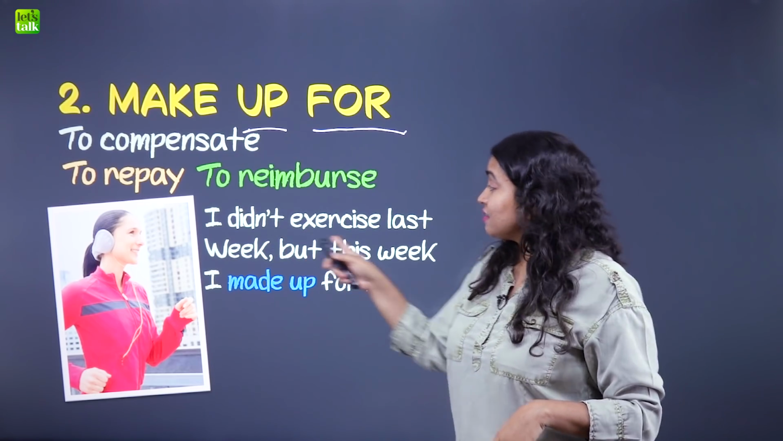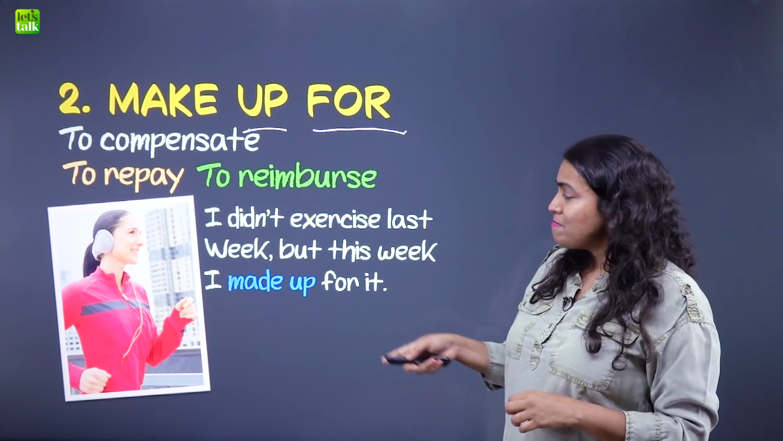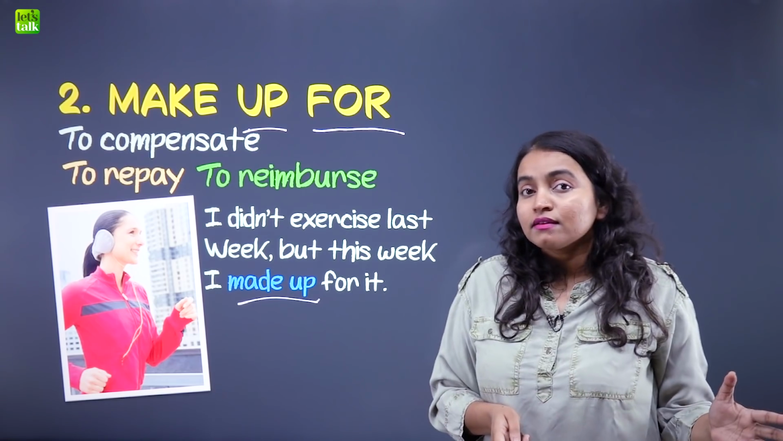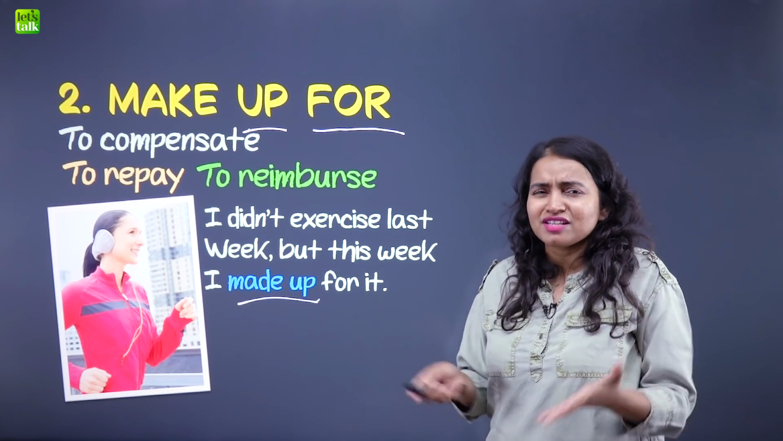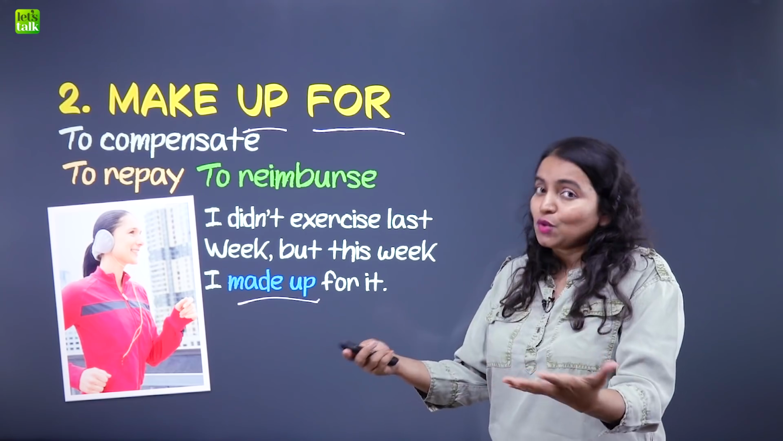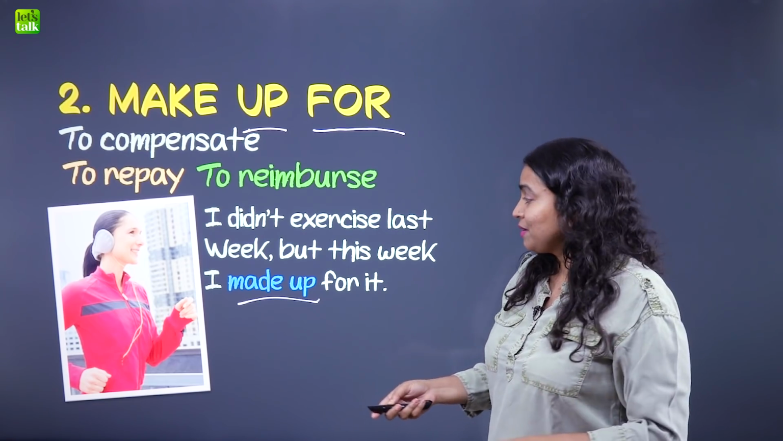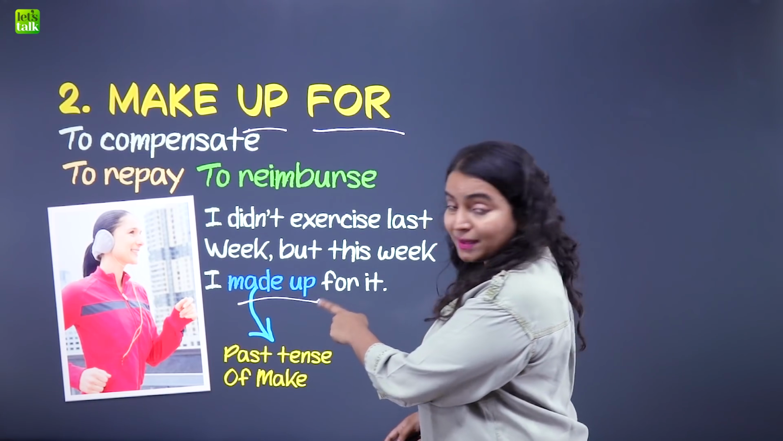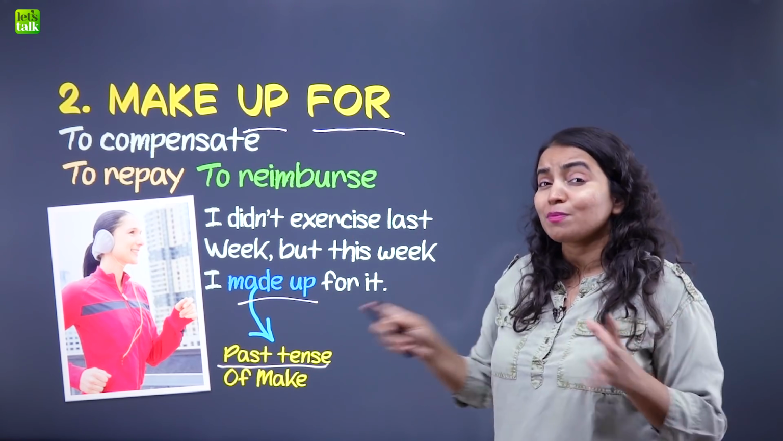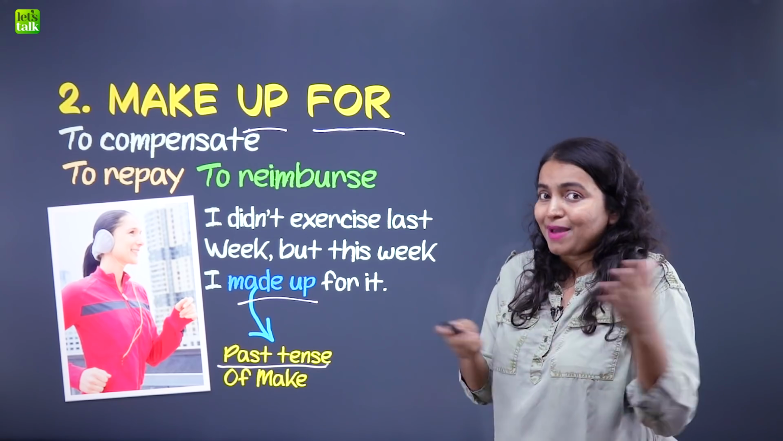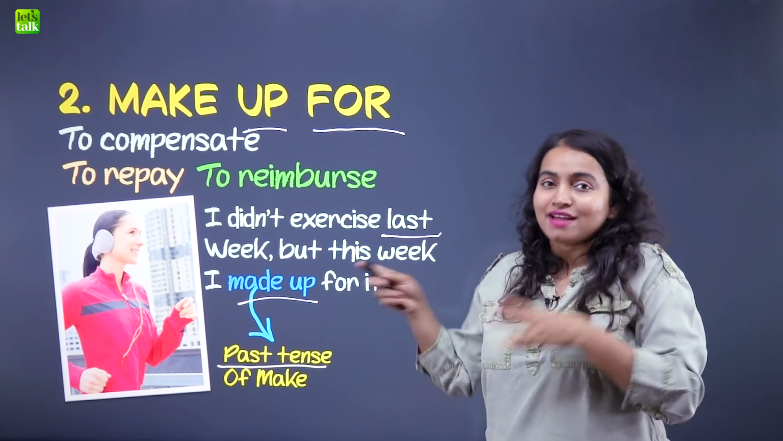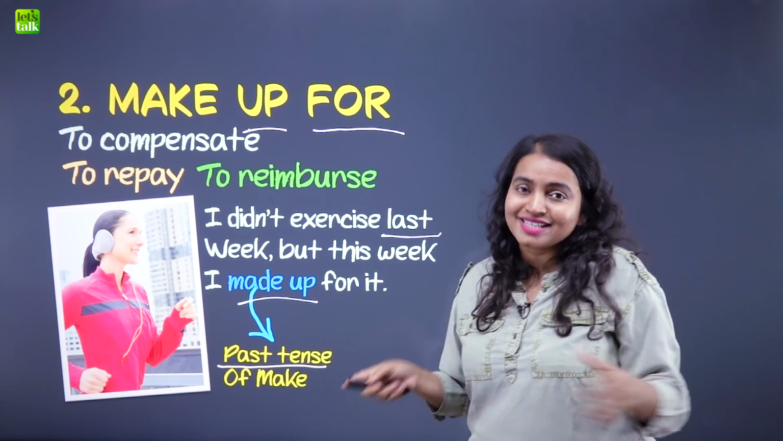So you say, I didn't exercise last week, but this week I made up for it. So what happened here? Last week, you didn't exercise. So there was some loss. What was the loss? The loss was that your diet plan did not really go in the direction that you wanted it to, but you made up for it. I have mentioned the word made up because it happens to be the past tense of the word make. Okay, so you've got to also pay attention to the tense. If you are saying a sentence in the past tense or referring to something in the past like last week, then you will use made up. You will change the form, but the expression essentially stays the same.